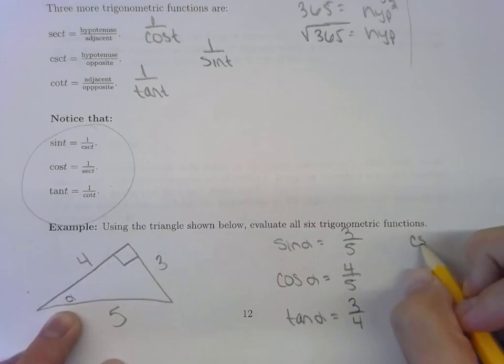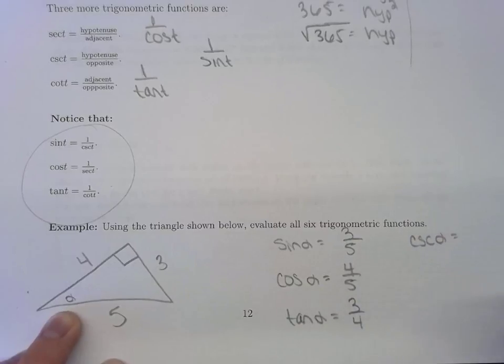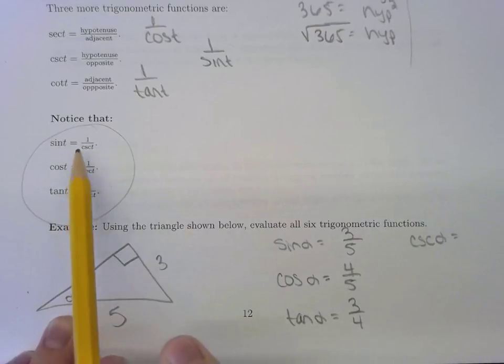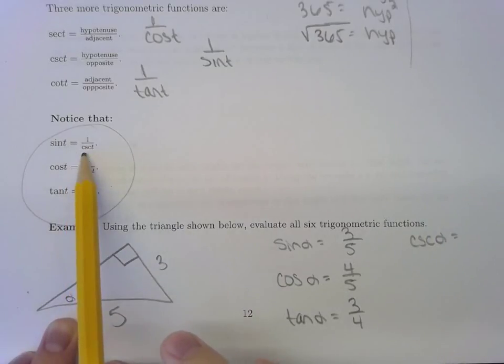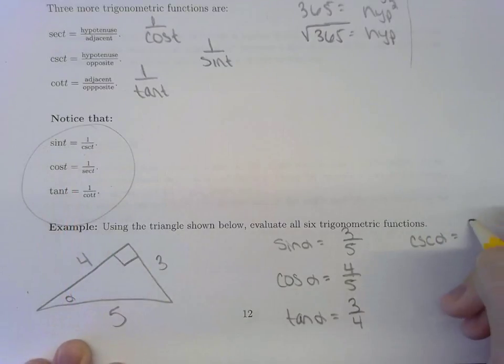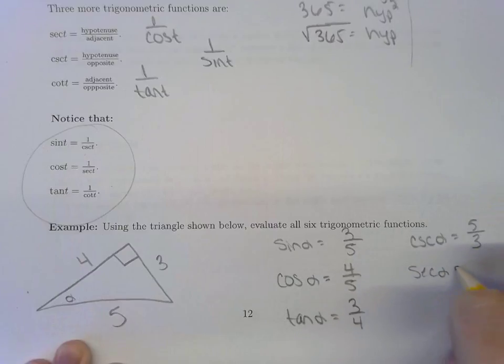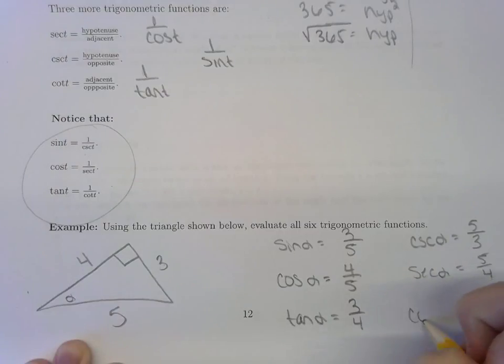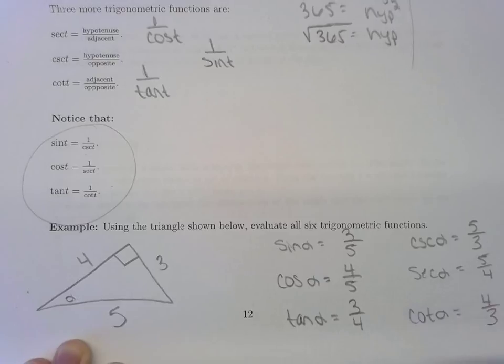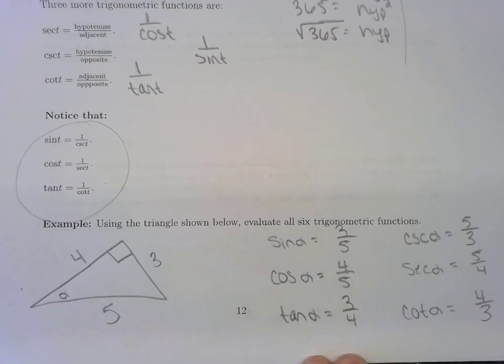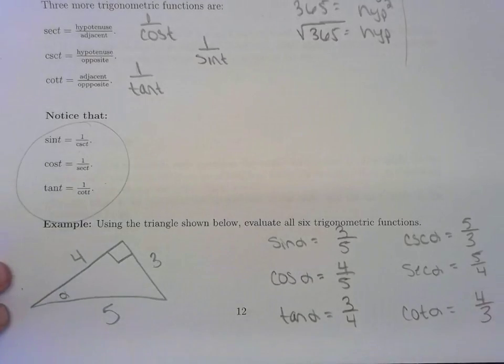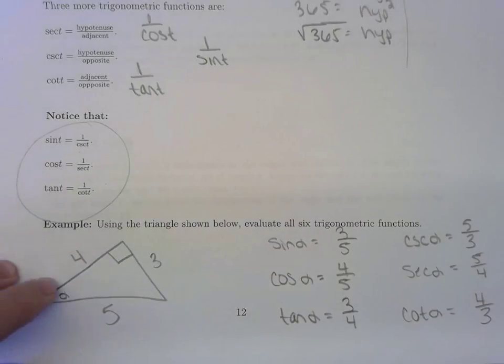I'm going to do cosecant first, because it's the reciprocal of sine. We're just going to flip sine, so 5/3. Secant of alpha would be the flip of cosine, or 5/4. And then cotangent of alpha is the flip of tangent, which is 4/3. So those are all of our 6 trig functions for that triangle.